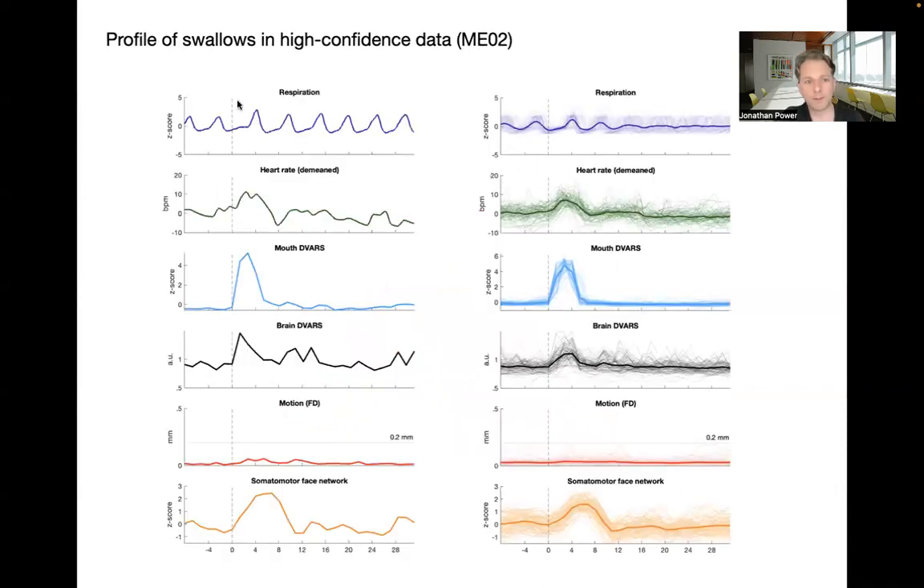Now, I only showed you a single instance before, but if you look at dozens of instances in that same person, what you'll see is the typical profile. So for example, in this person's swallows, there's the heart rate bump of a little less than 10 beats a minute on average. There's a beautiful mouth DVARS spike, a bit of a brain DVARS bump, almost no motion because the head was in a head case. And then, like every single time, activation in the face network. And there's a little bit of an extra long pause in breathing. So it's clear that this person tends to do their swallowing right after they finish exhaling.